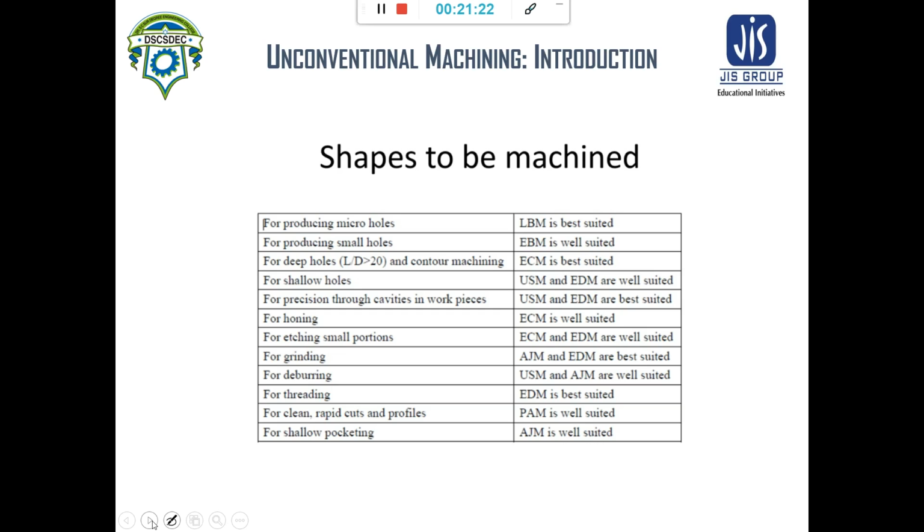USM and EDM will be suited for precision through cavities in the workpiece. USM and EDM for honing. ECM is suited for etching small portions. ECM, EDM for grinding. AJM, EDM will be suited. Deburring for threading, for cleaning, rapid cuts profile, and for shallow pocketing. The suited machining process has been shown in this table.